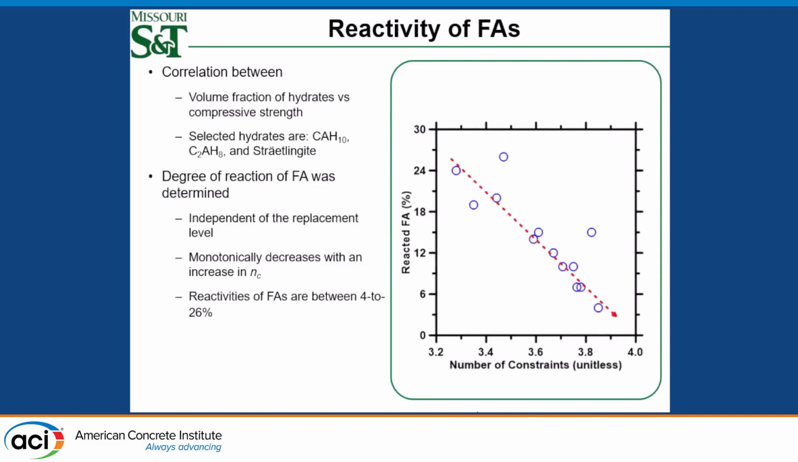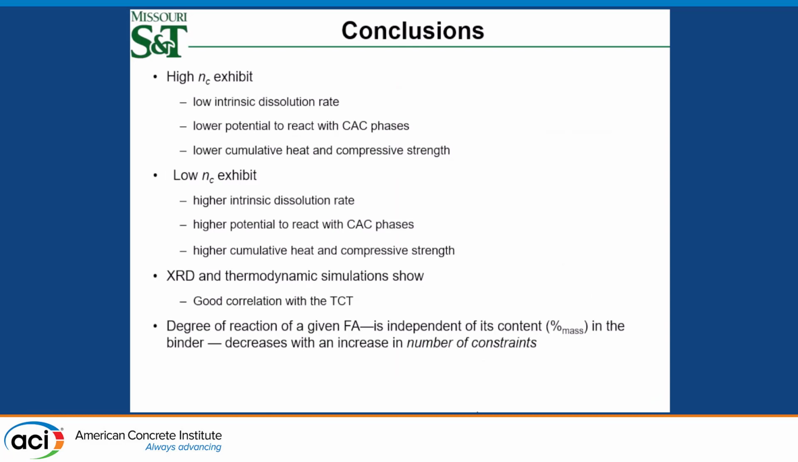So once we did all that, we took the average of all the reactivities at different replacement levels. And one thing we found is, independent of the replacement level, we have the same reactivity for a certain flash with certain composition. And we observed that as the number of constraints increases, the flash reactivity decreases. The flash reactivity we observed is between 4 to 26%. And the conclusions are, if you have high NC, then it has a low intrinsic dissolution rate, which means it has lower potential to react with CAC phases, which eventually means lower cumulative heat and compressive strength.